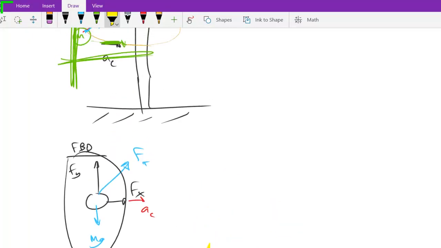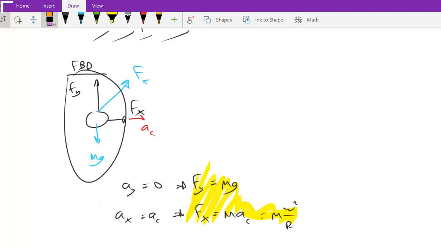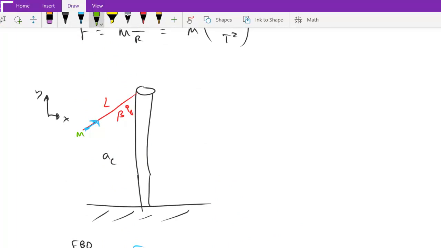One important thing to note in a horizontal circle like this, though, is that the r in the magnitude of your centripetal acceleration is not the length of the rope necessarily. It is the radius of the circle, not necessarily the length of the rope. So the r here would be this. This would be r. And if this is beta, r is going to be equal to, this is L, this is beta, this is going to be L sine of beta. So not necessarily just the length of the rope.